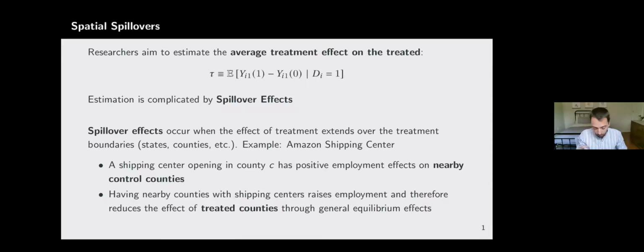Let's use the example of an Amazon shipping center. If a shipping center opens in a county, it has the potential to have positive employment effects on nearby control counties. If it raises average incomes, that spending doesn't just occur in the treated county, it goes over to other counties, so there are potential employment effects on those counties as well. Also, nearby counties that have shipping centers can raise employment in the commuting zone and therefore reduce the effect in the treated county. So the treatment effect might actually depend on the treatment status of your neighbors.